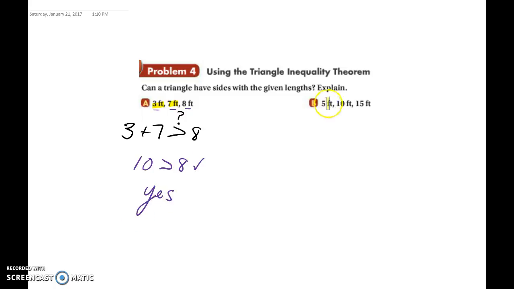And here, our two smallest lengths are 5 and 10 feet. We add these together and ask, is 5 plus 10 greater than 15? 5 plus 10 is equal to 15, but that is not greater than 15. It's equal to, so no, this does not form a triangle. If we tried to draw this and connect the two segments so that they could come together, it would actually just end up forming a straight line. All right, there's one more example that we're going to go through, and that's it for this video. It's another short, quick video.